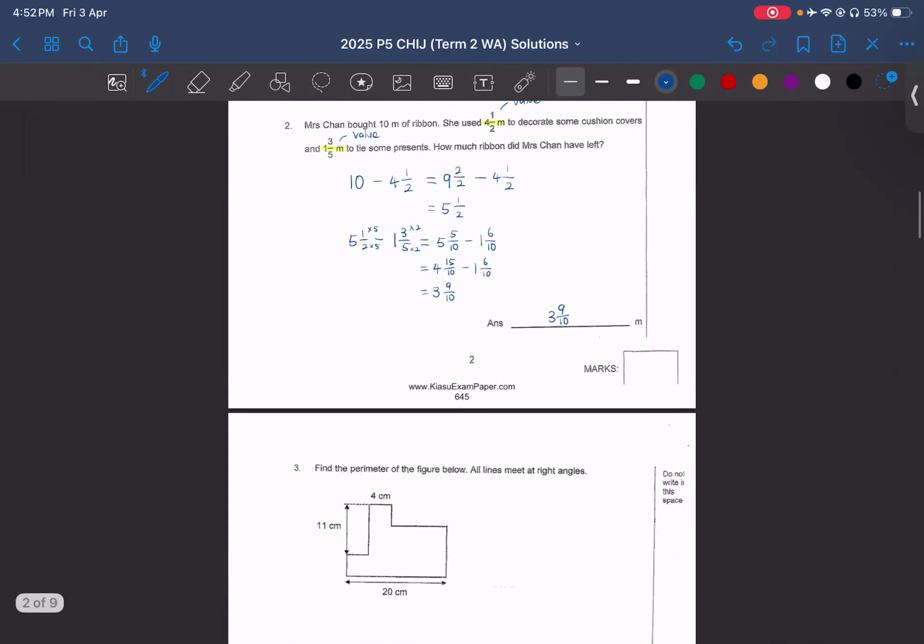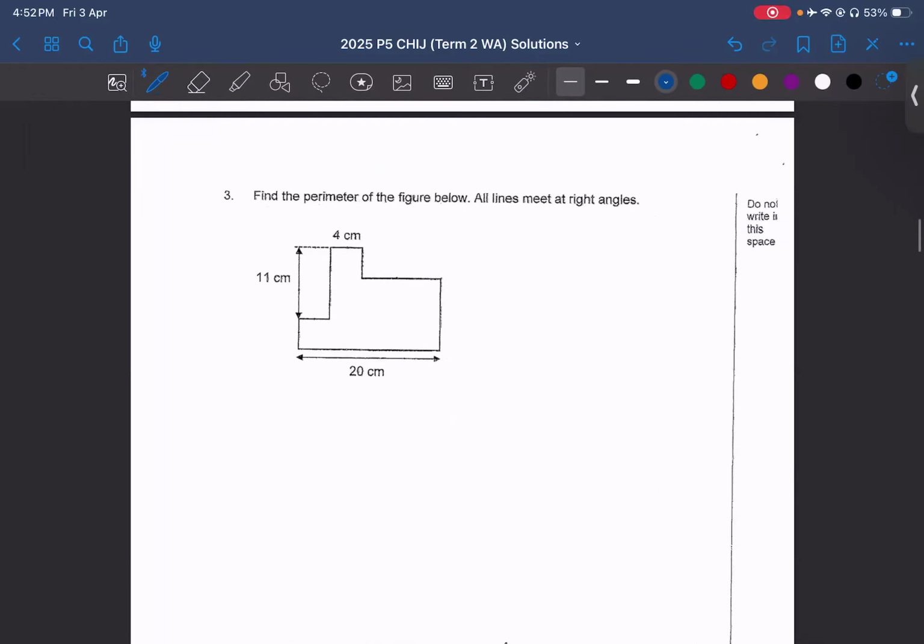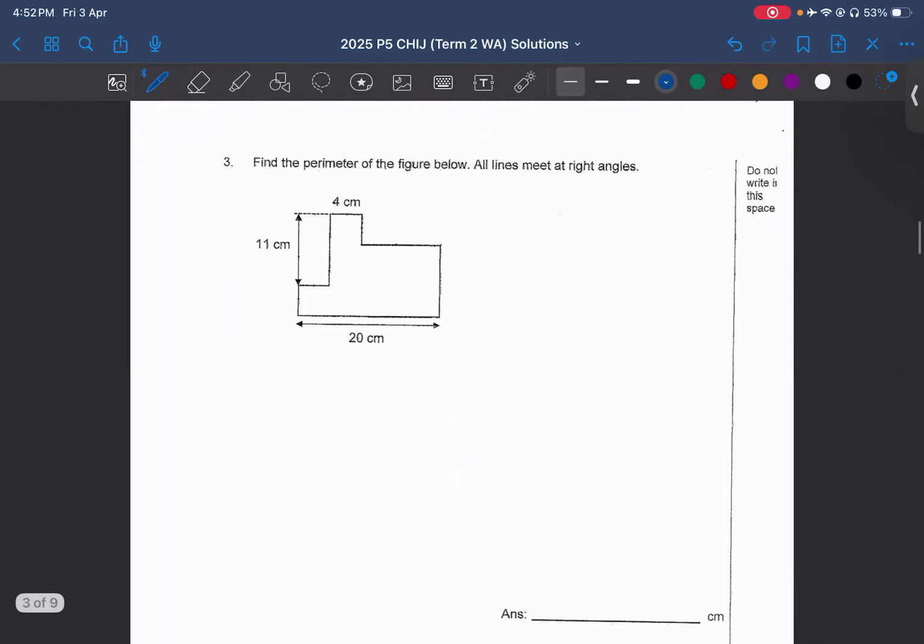Okay. Next question. Find the perimeter of the figure below. All lines meet at right angles.